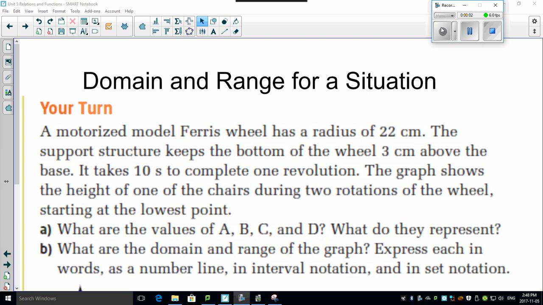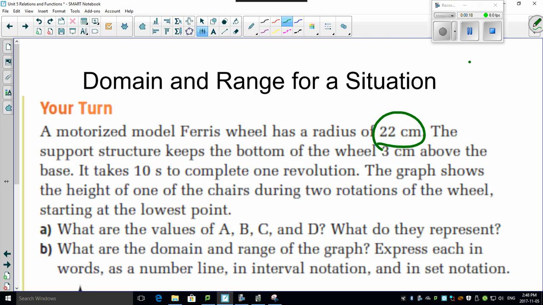Okay, so time to start looking at a practical application question. This is a motorized model Ferris wheel that has a radius of 22 centimeters.